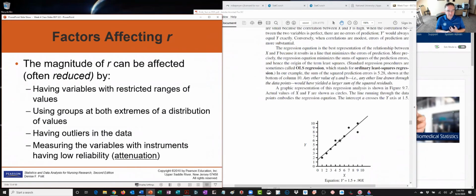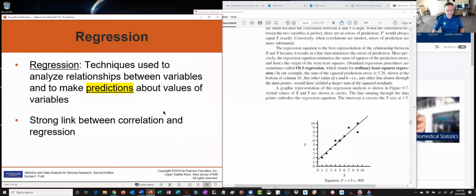So R can be affected by a lot of things, like restricted ranges of values. If you have a restricted range, say you only measured people between getting a 4 and a 5, or a 4 and a 6 in the midterm, it can affect your correlation. Extreme distributions and outliers can affect your correlation too. If something is really outside the realm, it'll affect the correlation. And also how we measure stuff can affect correlation. So we have to look at that when we're correlating variables.